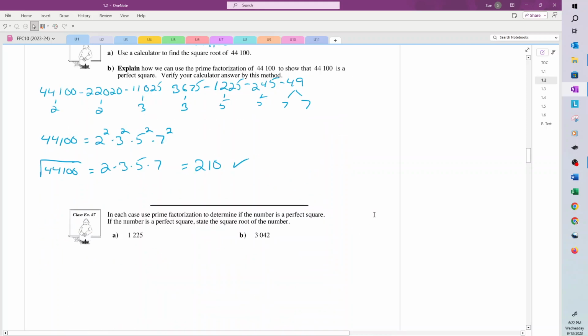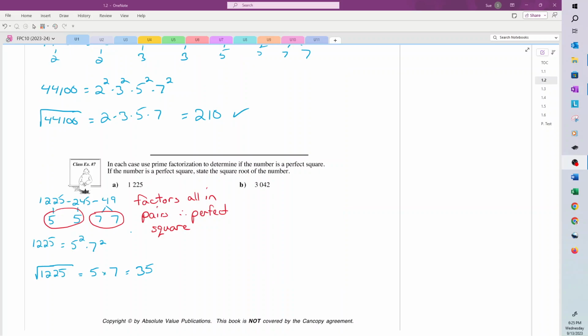Use prime factorization to determine if the number is a perfect square. And if the number is a perfect square, state the square root of the number. I'm going to suggest that you pause the video now. I'll do question A. You can check question A and then pause it again and do question B. All right?